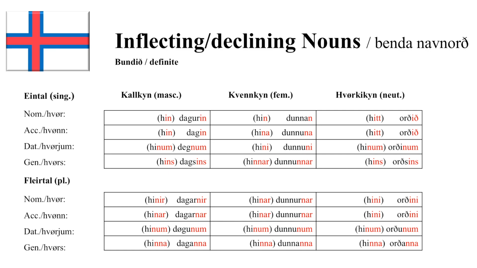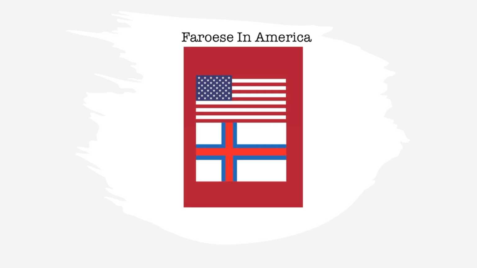But other than that, you can basically see that you just add the ending of the article into the noun, and then that makes it definite. So this was a video about how nouns are declined and inflected, and if you want to see more examples, I'm happy to do so. Just let me know in the comments.